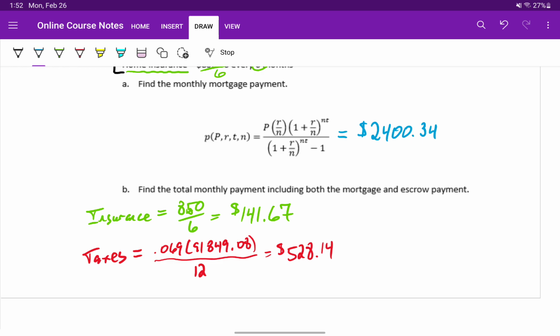So to calculate the total monthly payment, if we're paying for our mortgage, insurance, and property taxes, so paying for everything in escrow, we would take the $2,400.34, and then we would add in the $141.67 and the $528.14 to get a monthly payment of $3,070.15.